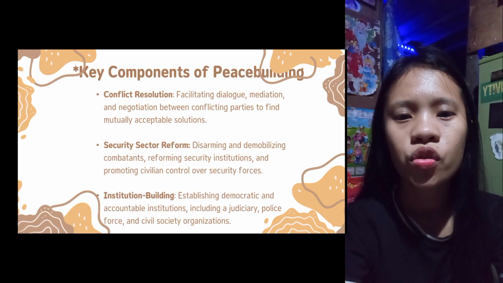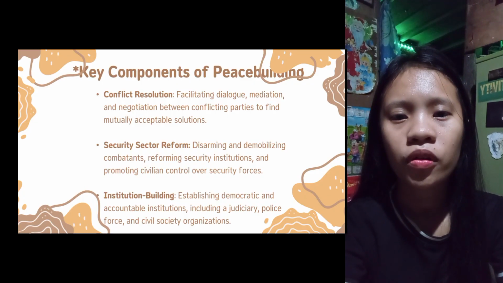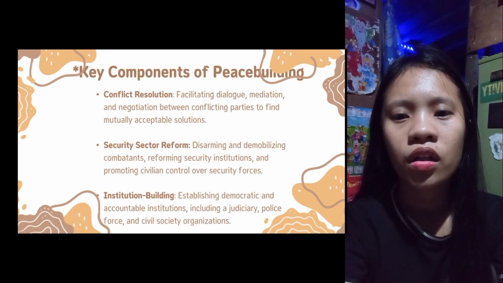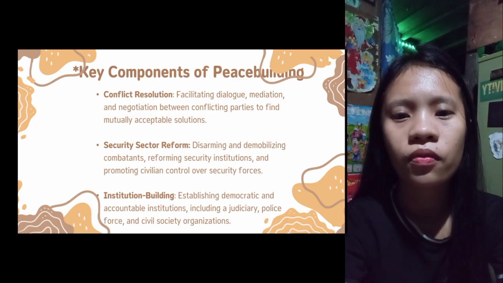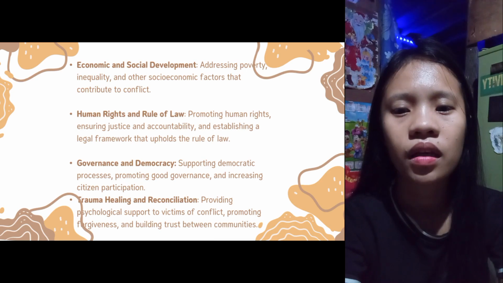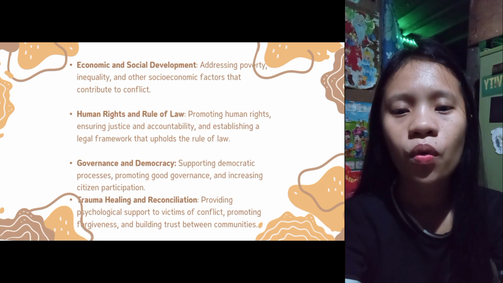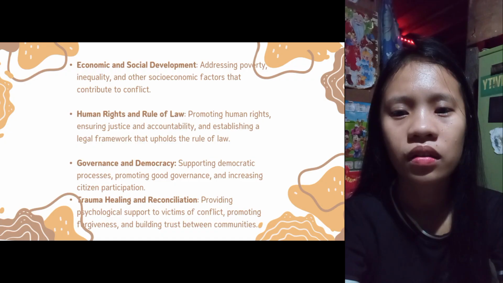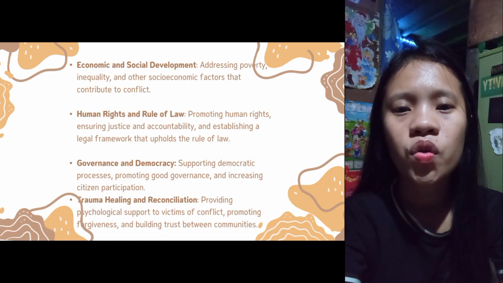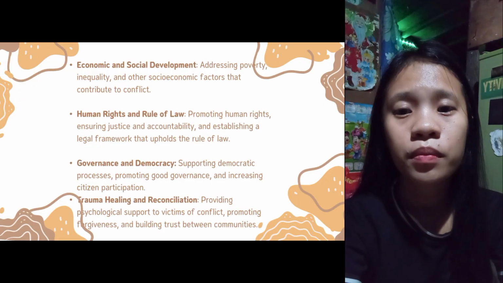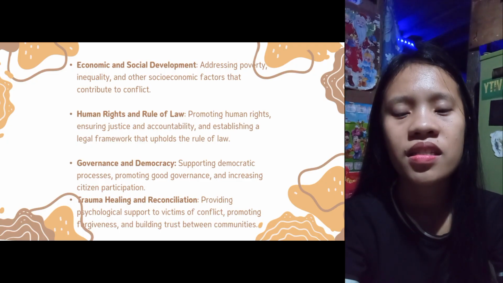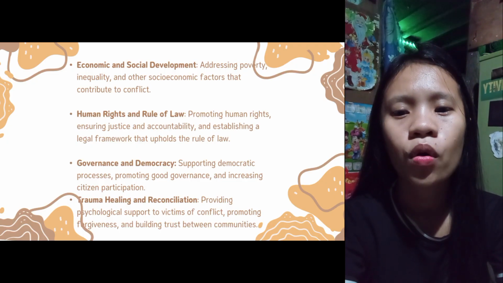The third is institution building, establishing democratic and accountable institutions, including a judiciary, police force, and civil society organizations. Fourth is economic and social development. It involves addressing poverty, inequality, and other socio-economic factors that contribute to conflict. Fifth is human rights and the rule of law.